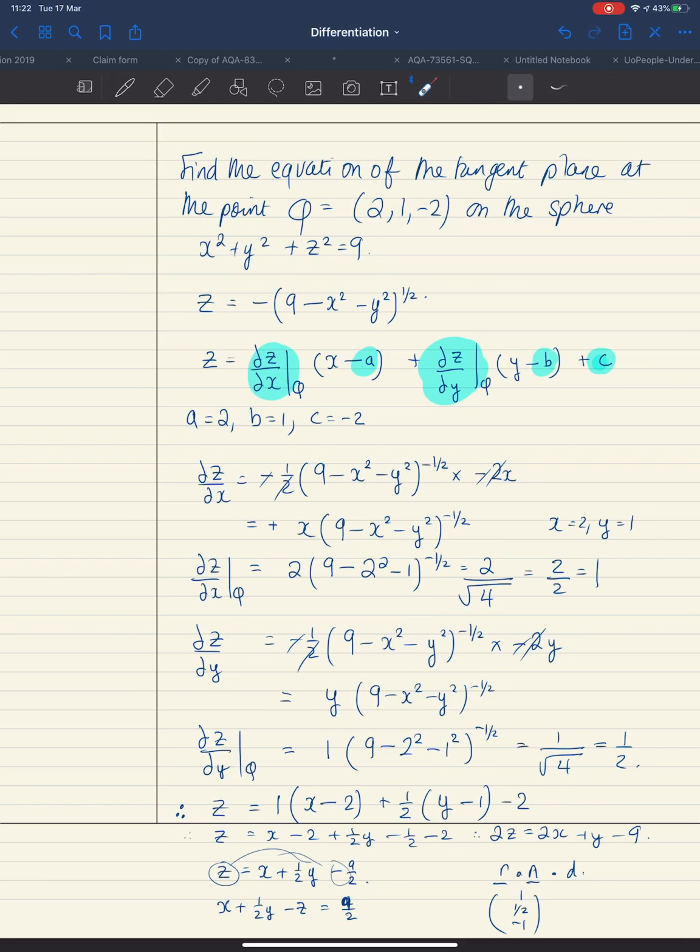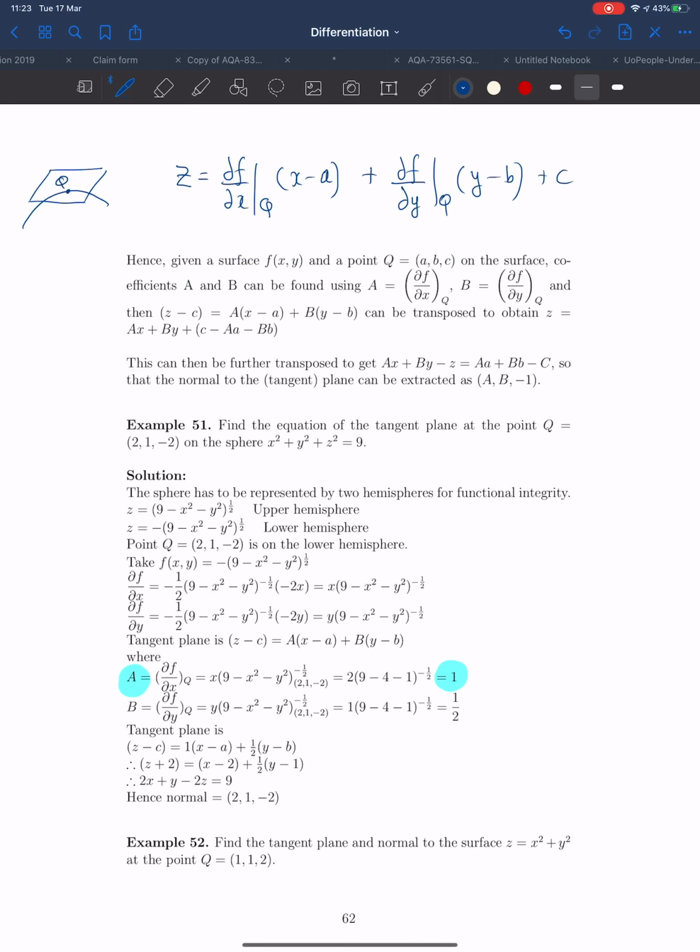So if it says find the normal, you've got to collect the x, y and z together on one side and then take the coefficients, so it's 1, a half, minus 1. You could also double everything up to get rid of the half: 2, 1, minus 2. And that's what they've done there. 2, 1, minus 2, so that's an extra question that wasn't at the start.